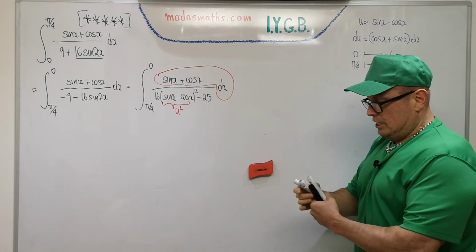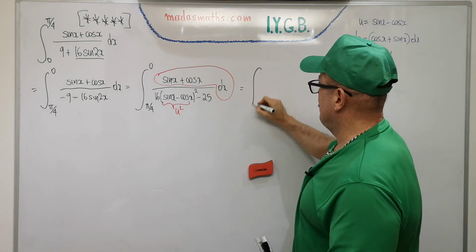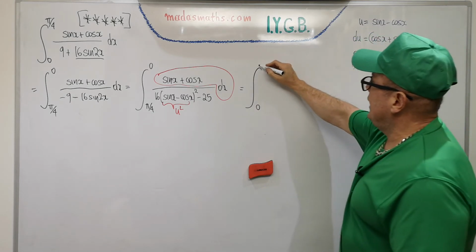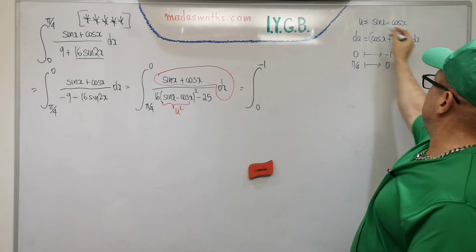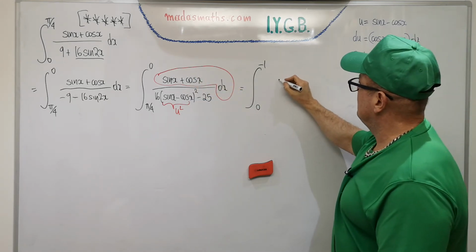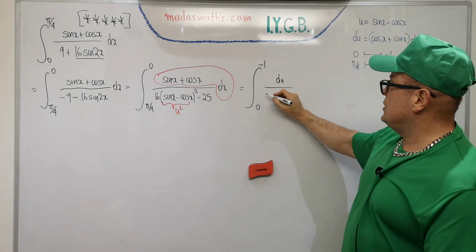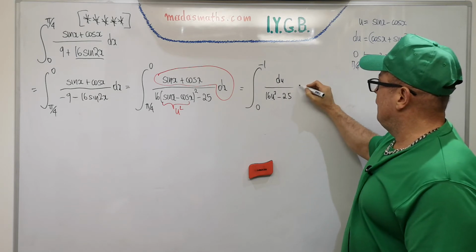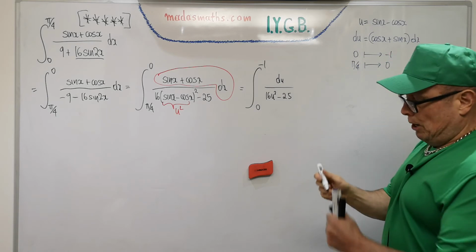Okay, let's put our things into this integral and see what happens. The pi over 4 will go to 0, the 0 will go to negative 1. All of this is my du, and my denominator will change to 16u squared minus 25. I was about to write du there stupidly. I'm going to do some partial fractions.